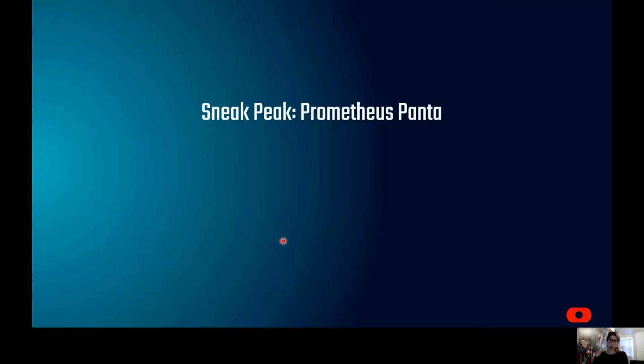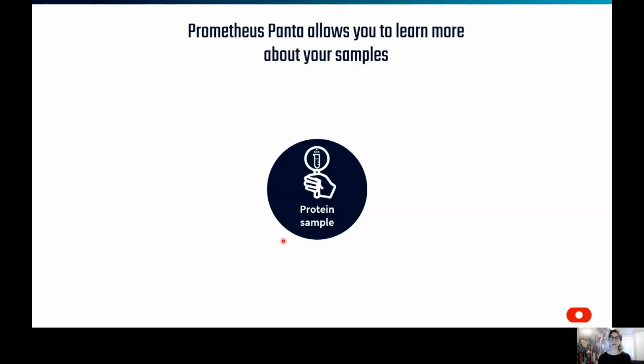So if at any point during this talk you thought to yourself, well, I know my molecule has a relatively high melting temperature, but we haven't looked at the colloidal stability, or it would be really helpful to check for oligomerization of my sample prior to my cryo-EM experiments, then this sneak peek into the Prometheus Panta is going to be right up your alley.